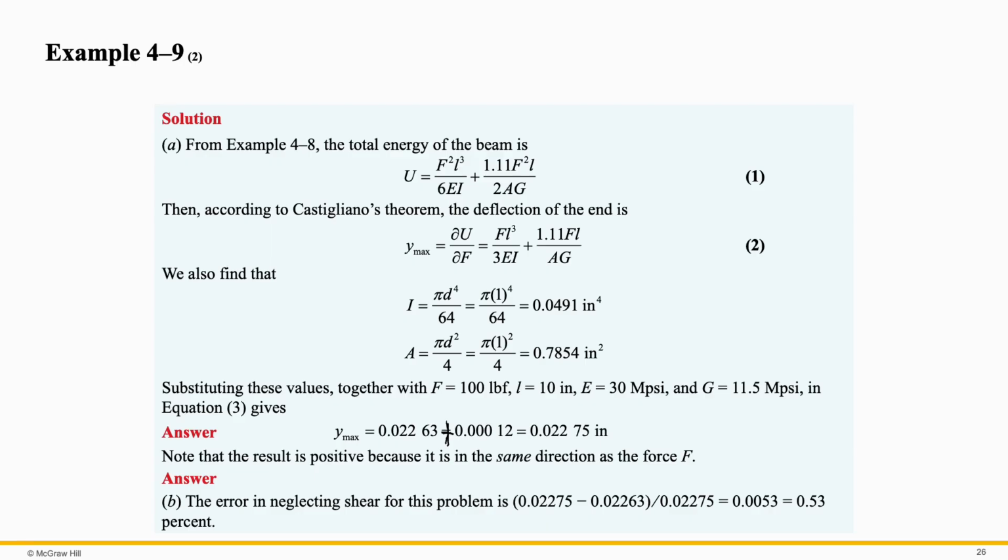In this part B, we will neglect the deflection due to transverse shear, and we will only calculate the deflection due to bending, which is 0.02263. What will be the error if we neglect the shear part? The error would be equal to 0.53%.